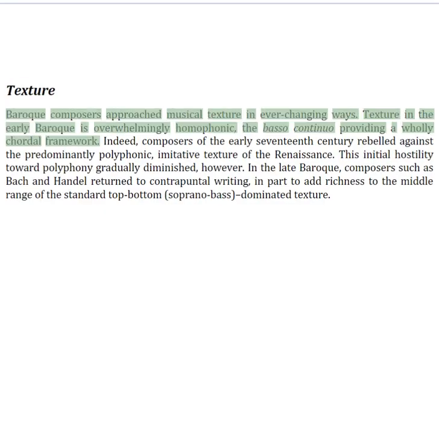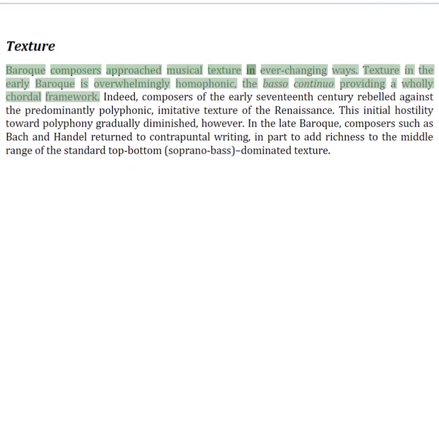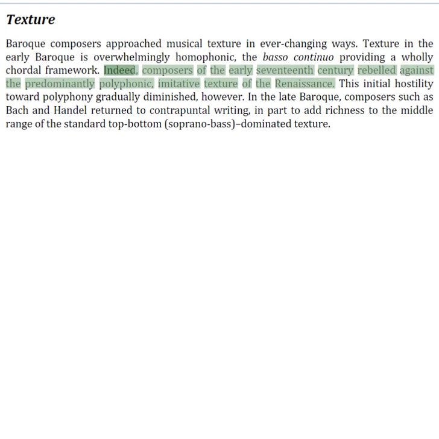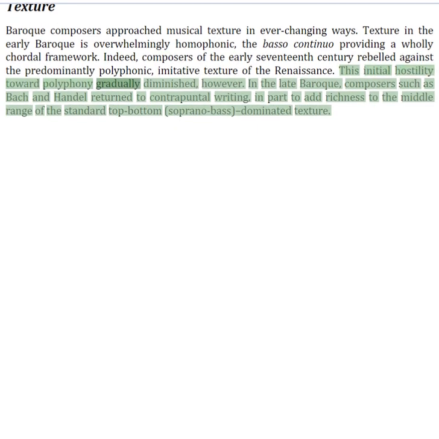Texture. Baroque composers approached musical texture in ever-changing ways. Texture in the early Baroque is overwhelmingly homophonic, the basso continuo providing a wholly chordal framework. Indeed, composers of the early 17th century rebelled against the predominantly polyphonic, imitative texture of the Renaissance. This initial hostility toward polyphony gradually diminished, however. In the late Baroque, composers such as Bach and Handel returned to contrapuntal writing, in part to add richness to the middle range of the standard top-bottom dominated texture.